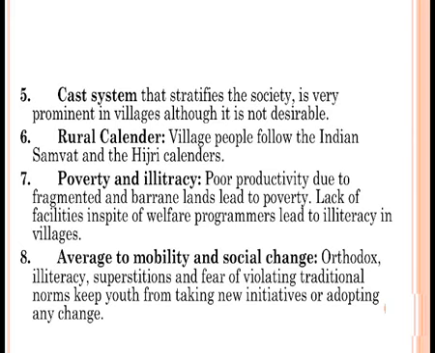Seventh is poverty and illiteracy. Poor productivity due to fragmented and barren lands leads to poverty, and lack of facilities in spite of welfare programs leads to illiteracy in villages. The eighth point is average mobility and social change. Orthodoxy, illiteracy, superstition and fear of violating traditional norms keep the youth from taking new initiatives or adopting any changes.